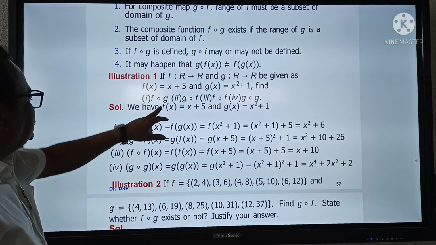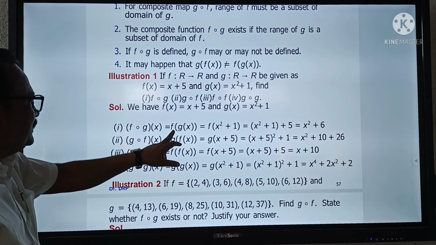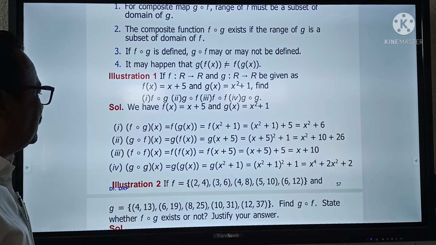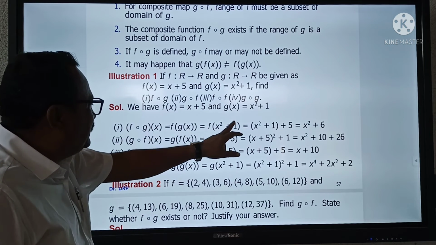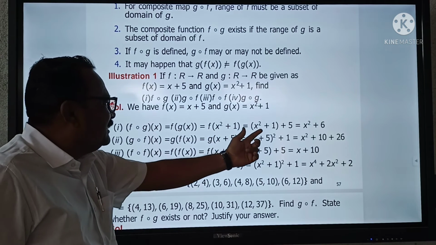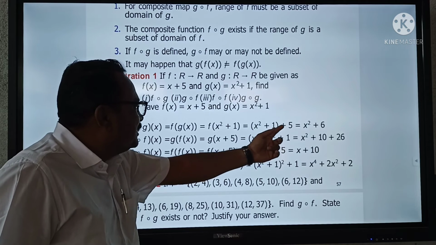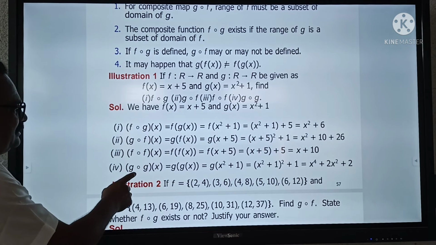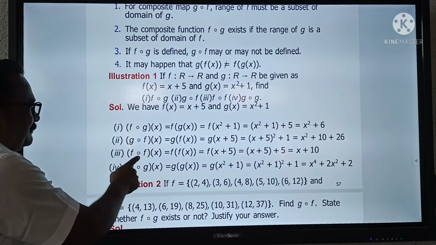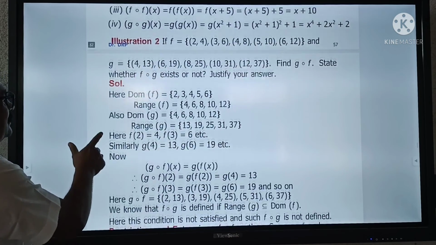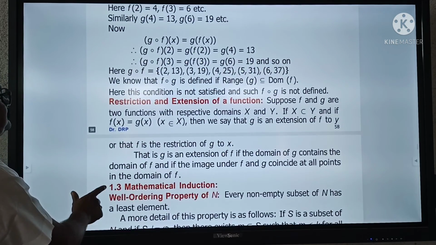So first, f composite g of x is f of g of x. g of x is given as x square plus 1, but f(x) is x plus 5. Now this is defined, this is x plus 5, and we get f of g of x. In this way, we find g composite f of x, f composite f of x, and g composite g of x. So there are some examples there.